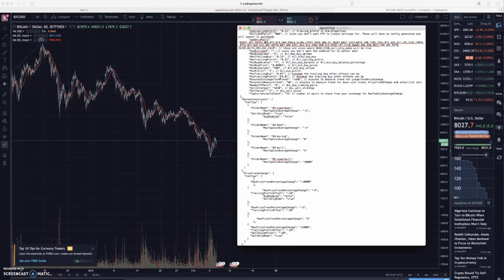Let's see. Min buy balance. I actually changed this a lot. This didn't get changed in these settings. When we hit this dip, my min buy balance was at like 50%, I believe. And I didn't want more than 50% of my Bitcoin to be put into altcoins. Basically, this is your percentage of trading funds.